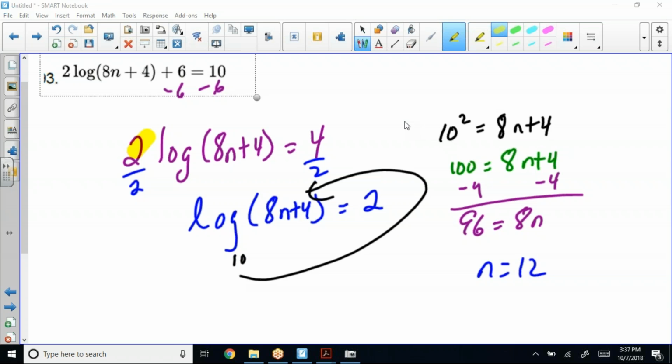You remember when I said you'll possibly have extraneous roots on a log? If you plug negative 11 back in, 8 times negative 11 is negative 88, plus 4 would be negative 84. You can't take the log of negative 84. So negative 11 would be an extraneous root. You solve for it, but it doesn't work because you can't take the log of a negative number. Even though you solved the quadratic, it gave you an extraneous root.